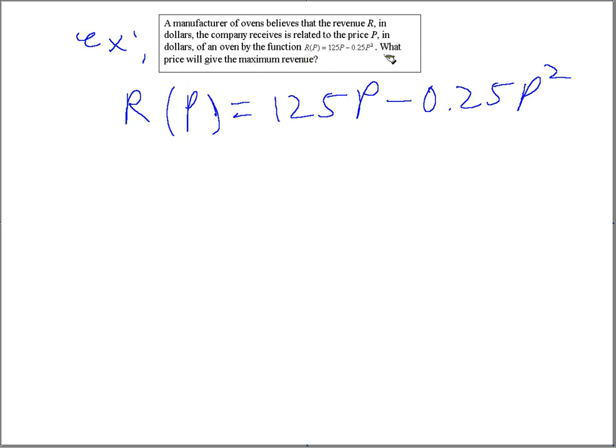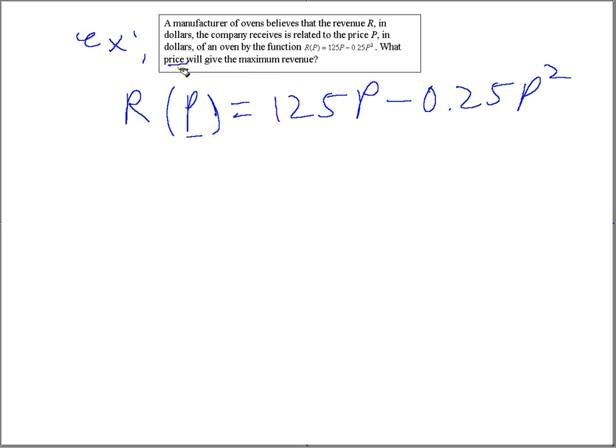But look at the question again. What price will give the maximum revenue? In this case, we're not being asked for the maximum revenue. We're not being asked for R. We're being asked for P this time. So this problem is even easier because we're just finding the x-coordinate of the vertex. We don't have to plug it back in to find the y-coordinate because it's not asking for the maximum revenue. It's asking for the price.